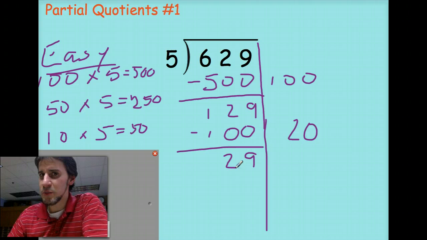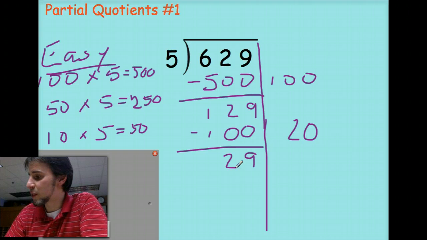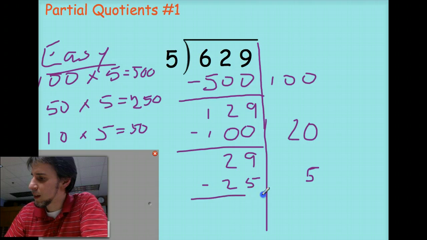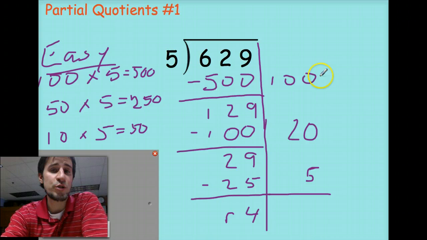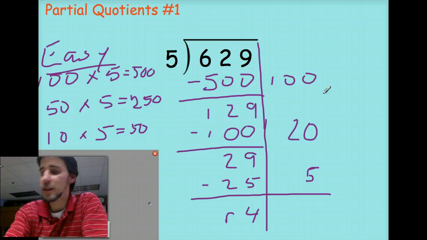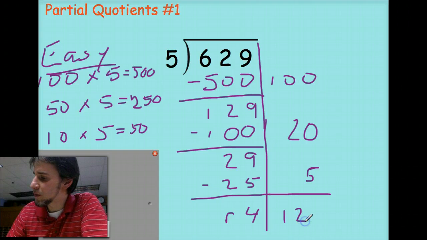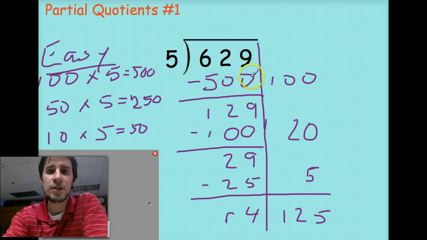Well, I've got to work with my smaller numbers. I'm good with my multiples of 5 with lower values. So, okay, I know I can take 5 fives to give me 25. And I will have a remainder of 4. And this is where I'm going to add up all my parts of the answer. Partial quotients. Quotients, answer of division. Parts of a quotient. Partial quotient. Add that all up. I will get 125. So 629 divided by 5 will give you 125, remainder 4.